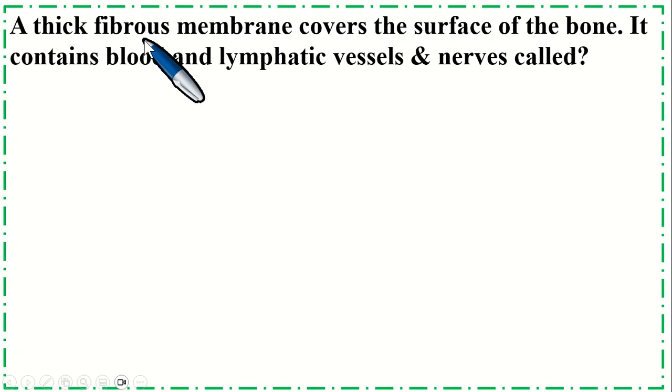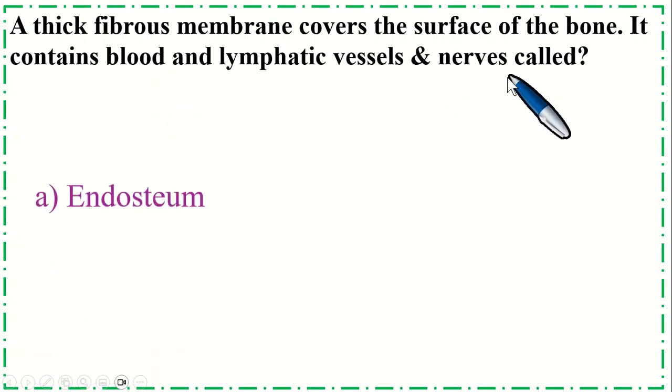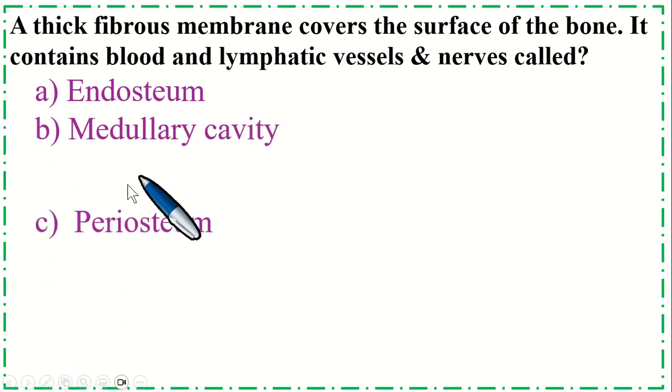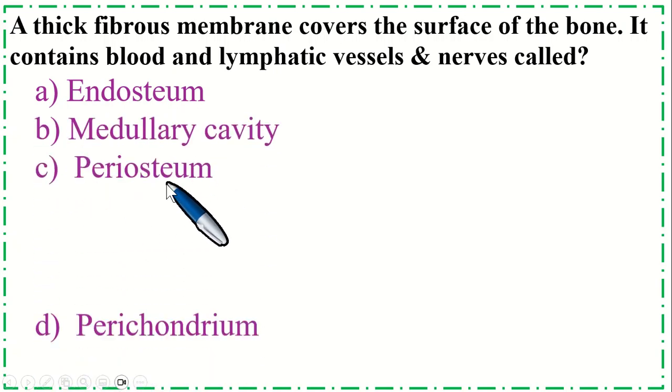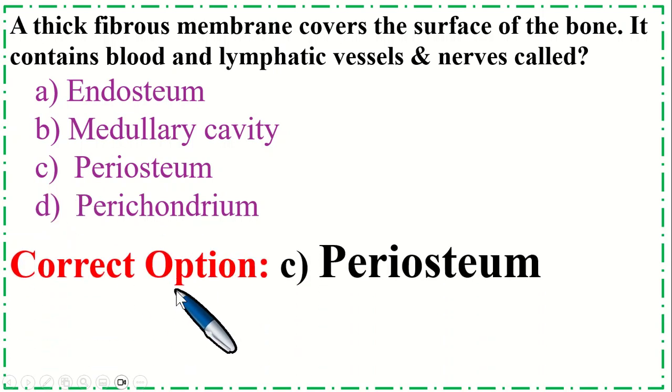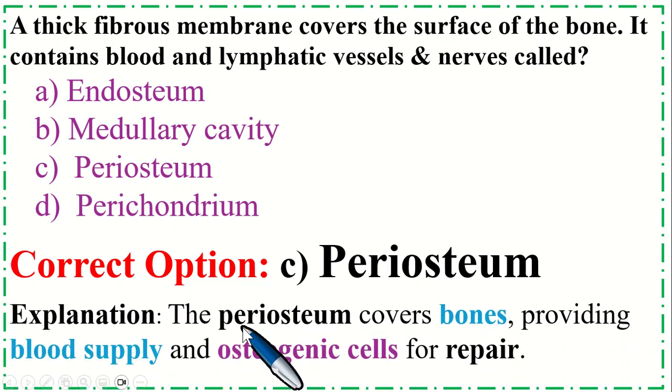A thick fibrous membrane covers the surface of the bone. It contains blood and lymphatic vessels and nerves. It is called option A endosteum, B medullary cavity, C periosteum, and option D perichondrium. So the correct option is C periosteum. The periosteum covers bone, providing blood supply and osteogenic cells for repair.